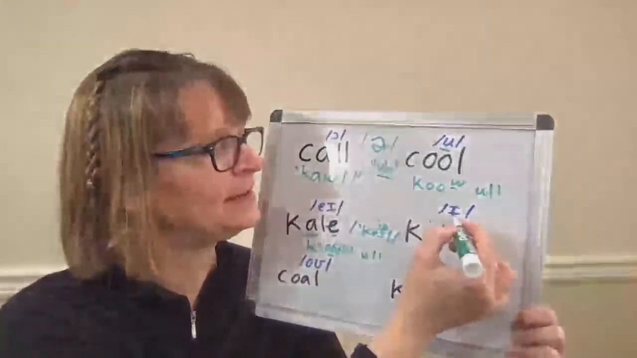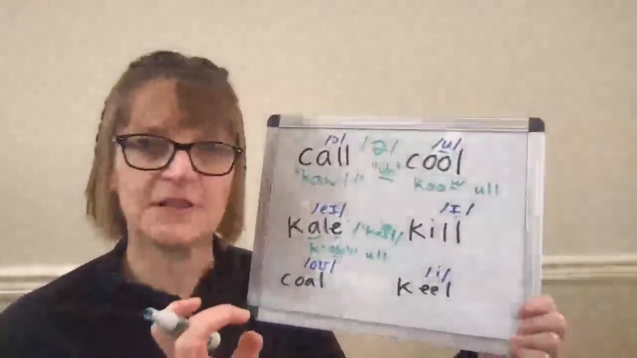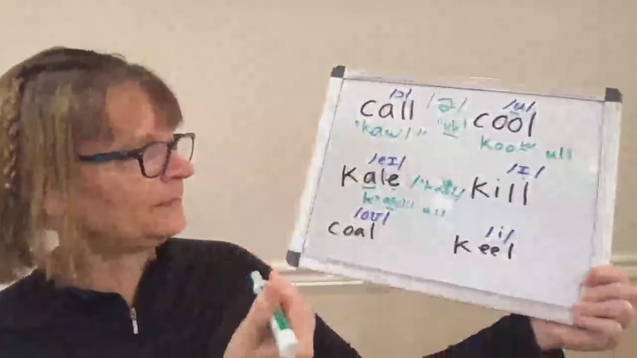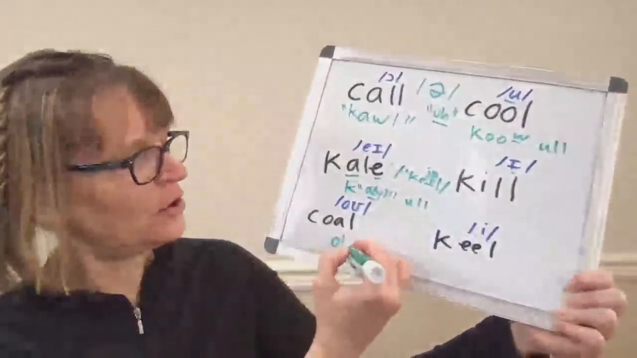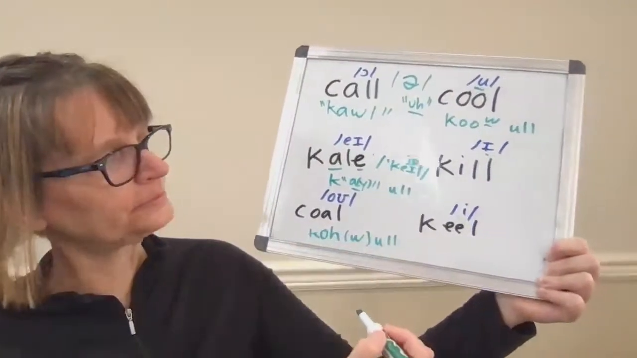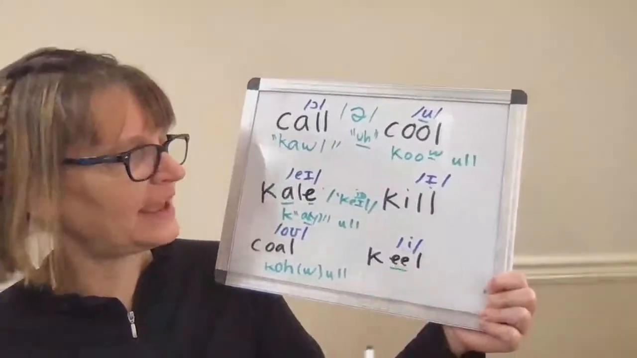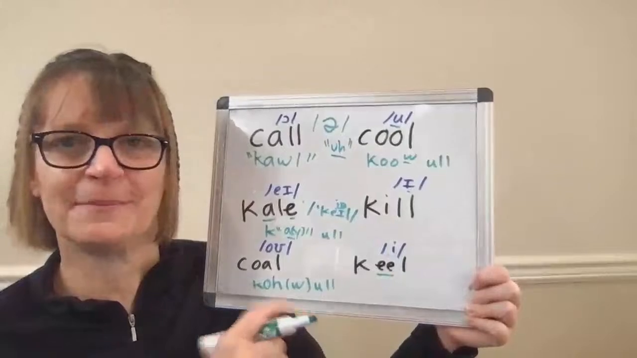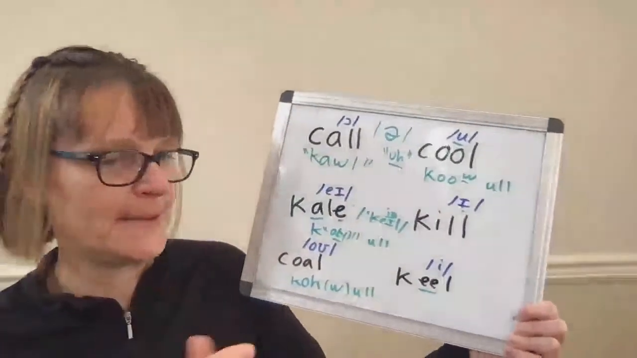Then when we go to kill, we have the I vowel. And we don't really need much of a glide there, kill. We're just lifting from that front I into the L. Coal, we go back to the rounded sound. So we have our O and then our glide. Coal, coal. And finally, keel, that's the highest front vowel. And again, typically we spell that E vowel with two E's. No glide necessary there because we're just moving from the E to the L, not a lot of change.